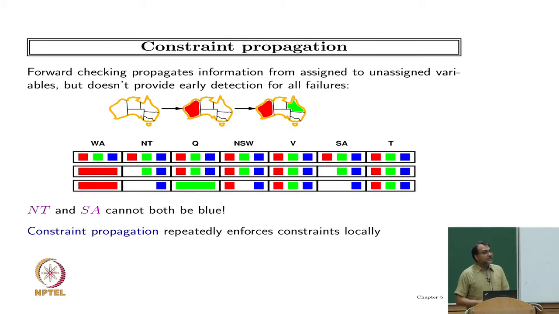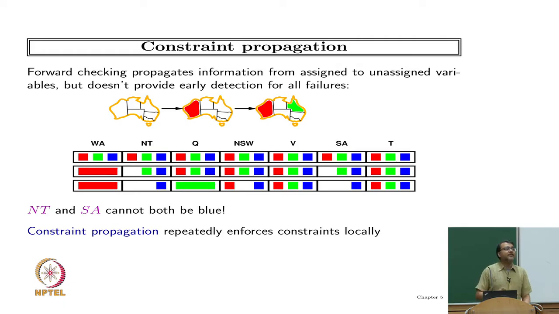There is no solution here because at this point both Northern Territory and South Australia have only blue, and they both cannot be blue. However, does my forward checking procedure know this? No. Intuitively, if you think about it, this constraint between Northern Territory and South Australia is between 2 unassigned variables, and that is actually an important observation.